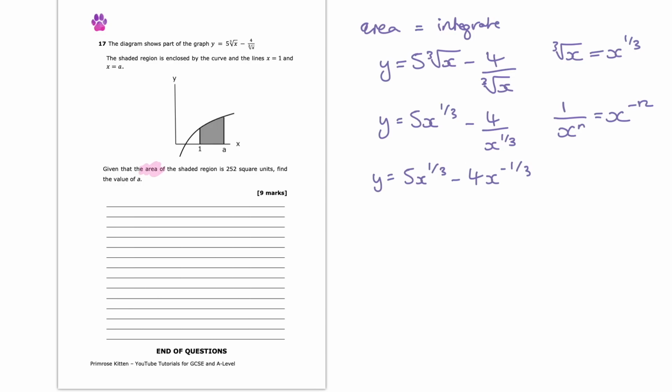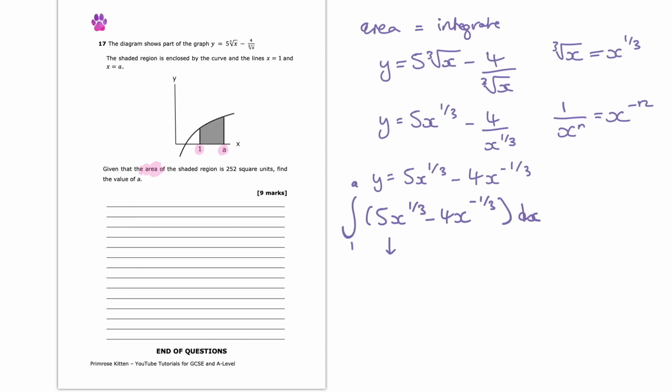Now we're told that we want to get the area between 2 points, between a and between 1. Now those are the limits between which we want to integrate. What we want here is to integrate between x is a and 1, 5x to the 1/3 minus 4x to the minus 1/3. We want to integrate that with respect to x. So we're going to get a couple of marks now simply for integrating this, and then we'll get more marks for putting the limits in.